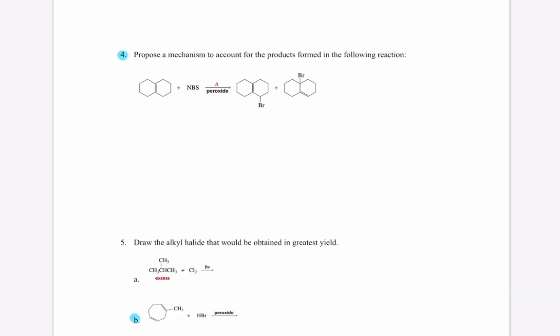Propose a mechanism for the formation of these products. So here you have a bicycloalkene which has been reacted with NBS to give two different products. We need to draw the mechanism for the formation of these two different products. Now NBS is again going to do allylic bromination. So this is your double bond. So let's find out the allylic carbons.